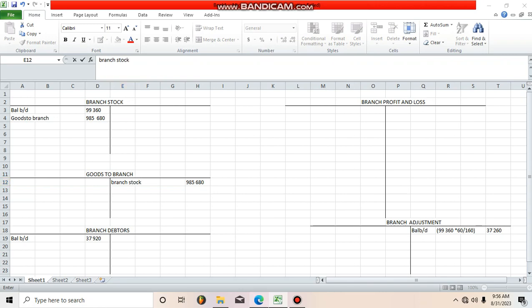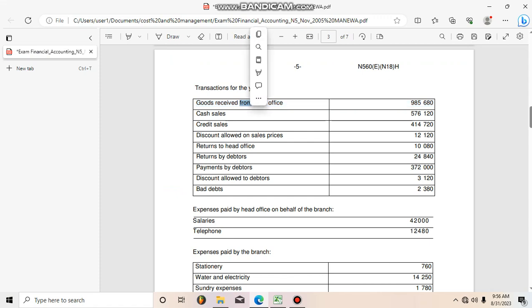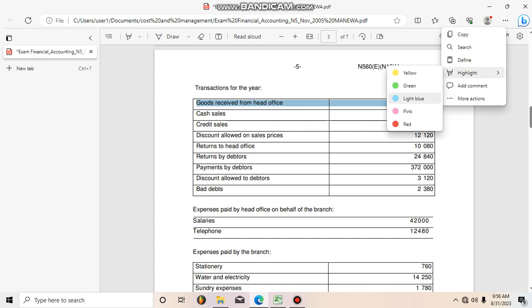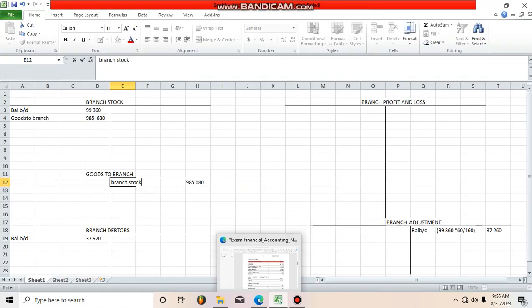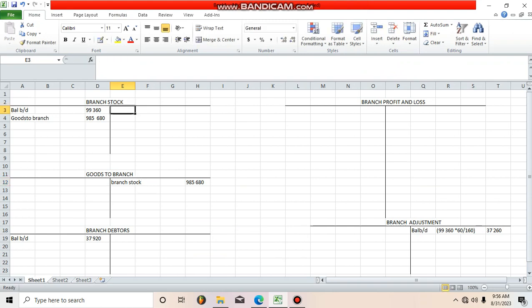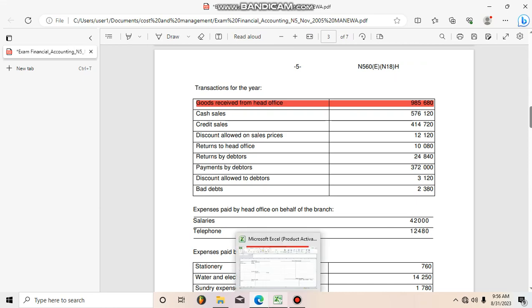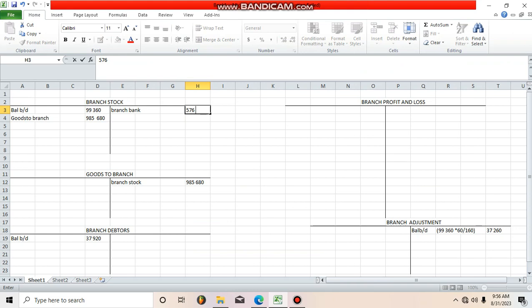Okay, so let's go. I'm done with the additional information. Allow me to highlight this additional information here. Let me use red this time. Okay, so we're going for the cash sales. The cash sales, we've been given the amount of 576,120. Here we sold goods, so which means automatically our goods is no longer going to increase, but it's going to be reduced. But we sold goods using cash, so it's going to be the branch bank, because we sold goods using cash of that amount of 576,120.